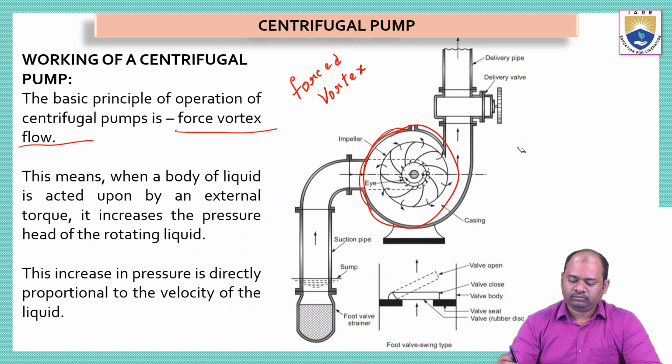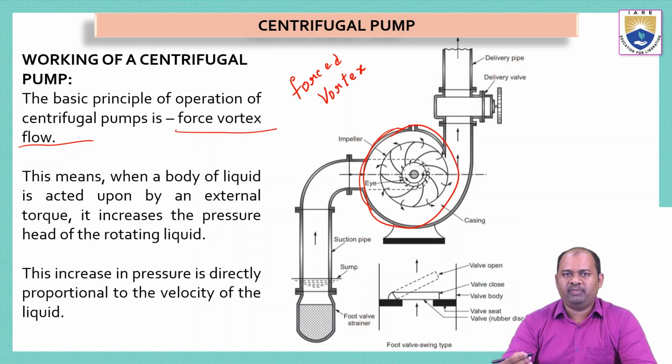Now, what is a forced vortex? When we create a vortex by using some kind of mechanical energy, it is called a forced vortex. We can see here we are using an electric motor for creating rotational motion. This rotational motion is being generated by a motor. So we are artificially creating this vortex.